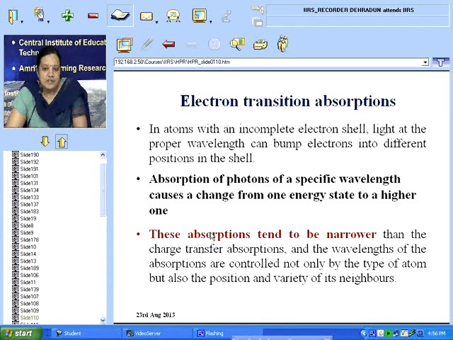And the wavelengths of the absorptions are controlled not only by the type of atom, but also the position and variety of its neighbors. And it occurs in chromium, cobalt, iron, copper, any of these metals. It causes absorption, and the absorption bandwidth is very, very small in dimension.